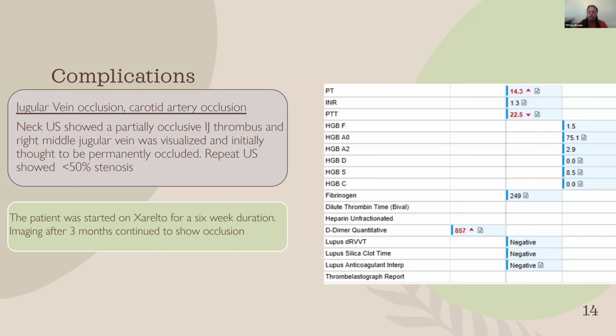Of note, during her admission, her hydroxyurea was held, and in terms of anticoag, she received TPA while the chest tube was in place. So her plan was to continue on the Xarelto for about 6 weeks. However, imaging after 3 months continued to show occlusion, and her most recent ultrasound, which is now about 6 months out, still showed occlusion, so she continues to be on Xarelto.